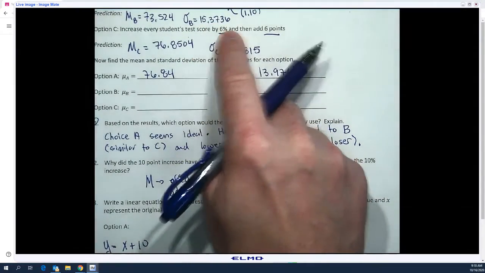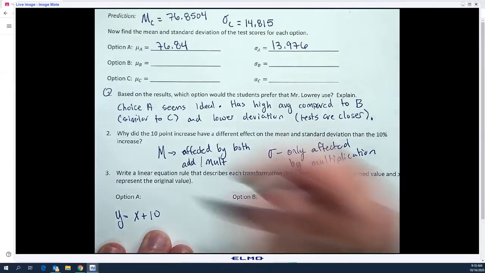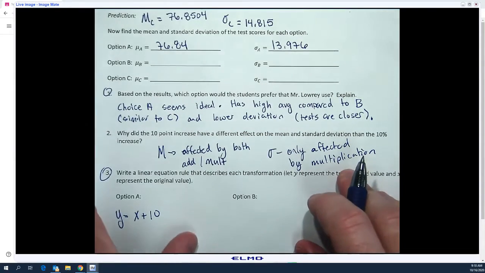So like 6% increase and then add 6. So I'm just going to circle that and keep going. So I think I need to talk you through that.